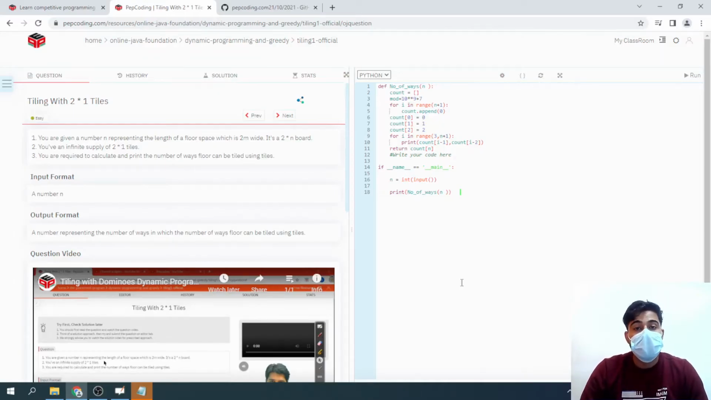So today we are going to discuss another interesting question on the topic of dynamic programming, that is nothing but tiling with 2x1 tiles. So without wasting time, let's try to understand the problem statement. In this question, we are provided with the number n, and this number n is nothing but the width of a wall which we need to be tiled up with 2x1 tiles.